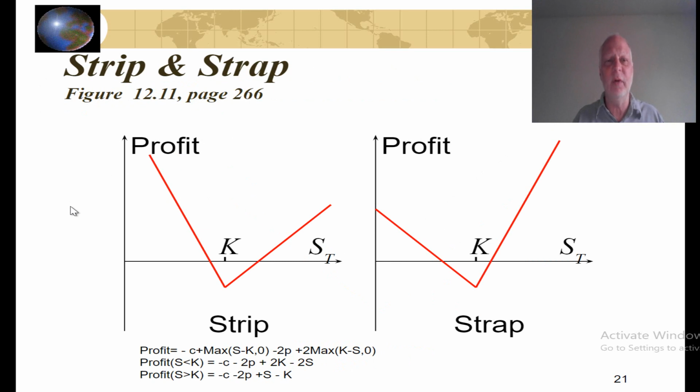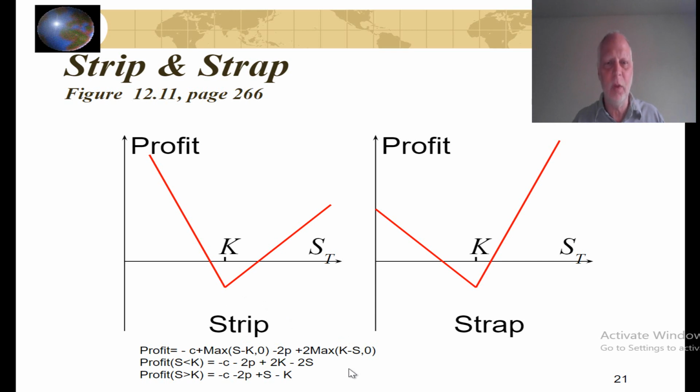Other types of volatility bets would be strips and straps, which are also combinations of going long calls and long puts. In one case, you go long two calls, and in one case, you go long two puts. So we'll look first here at the strip, this graph right here. For the strip, we go long one call option, minus C plus max S minus K comma 0. And we go long two puts with the same strike price, so minus 2P plus 2 max K minus S comma 0.